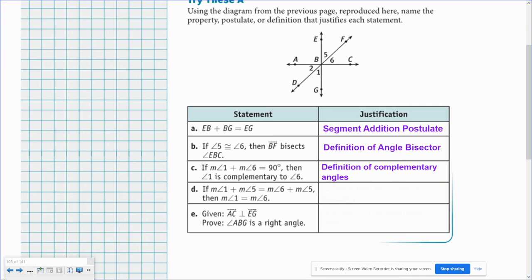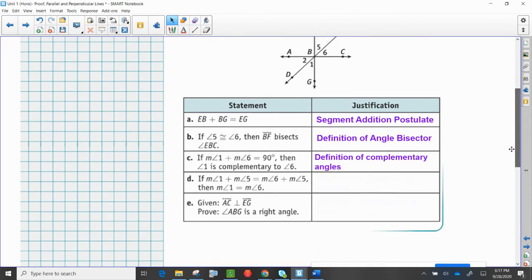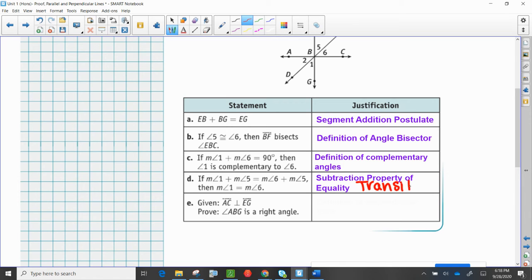Okay, so D says that the measure of angle 1 plus the measure of angle 5 is equal to the measure of angle 6 plus the measure of angle 5. Then angle 1 is equal to angle 6. Now your book here put the answers a little differently. They called this the subtraction property of equality. Okay, but on the first page, they also listed the transitive property. So I would take both here. Kind of doing a switcheroo on us.